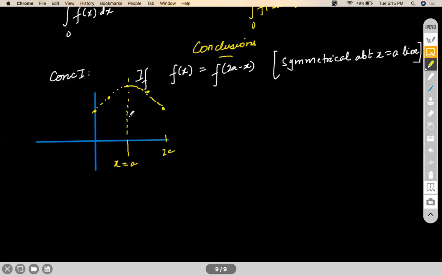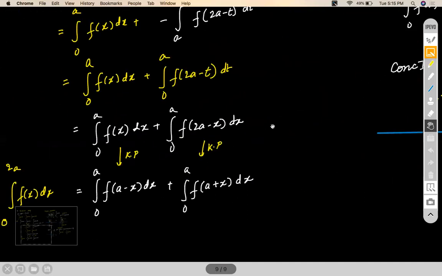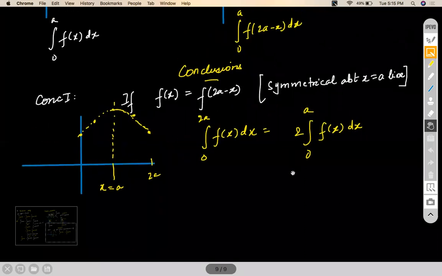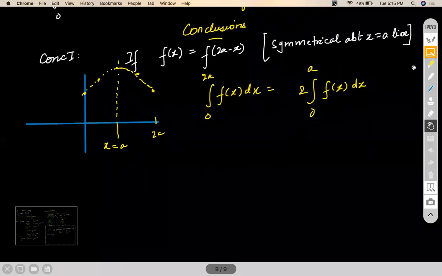Okay. So what does this property say? If you want to integrate this function from 0 to 2a, you can just integrate the function from 0 to a and double the answer. In short, what is happening is that this part will become again f of x, so it is f of x coming up 2 times. So this is how the property gets converted. Okay. Is that fine? Any questions here? Any concerns here?